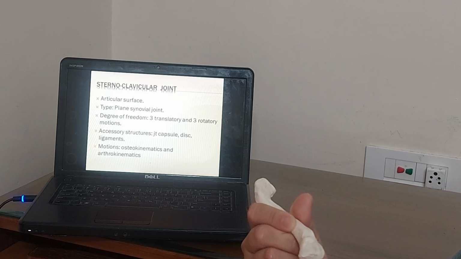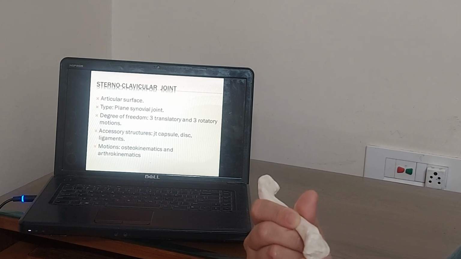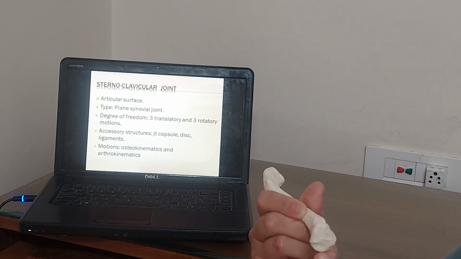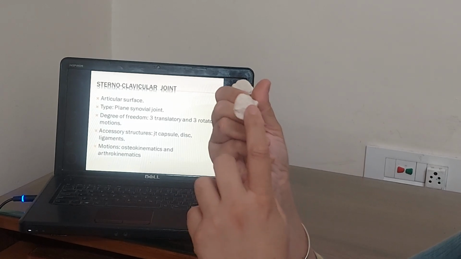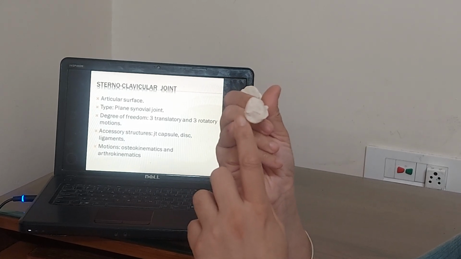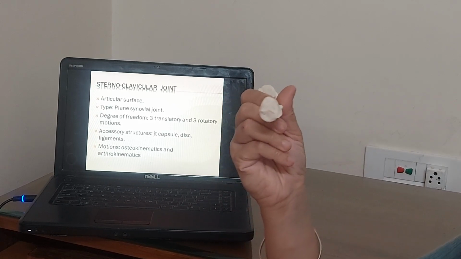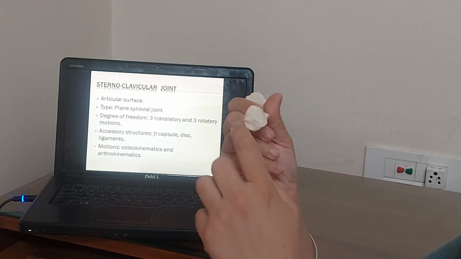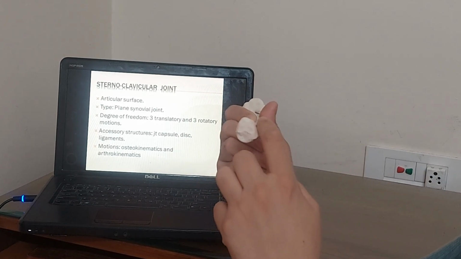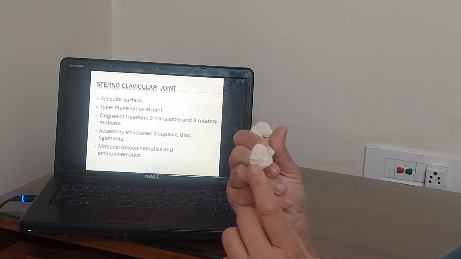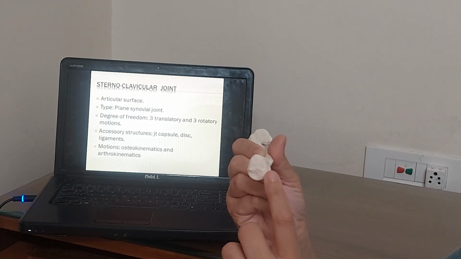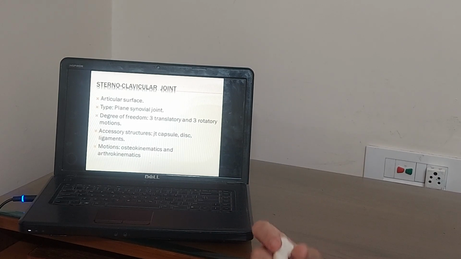It is a plane synovial joint because the medial end of the clavicle is only partly responsible for the articulation with the manubrium sterni. The medial end of the clavicle as a whole is not a part of the articulation. That is why it is an incongruent joint. Now what is the degree of freedom?